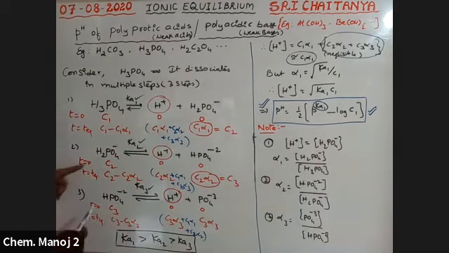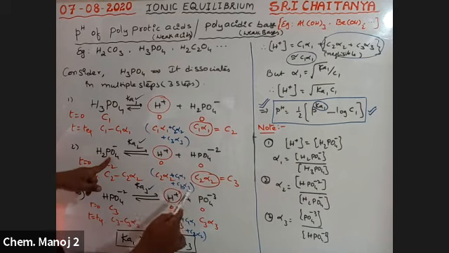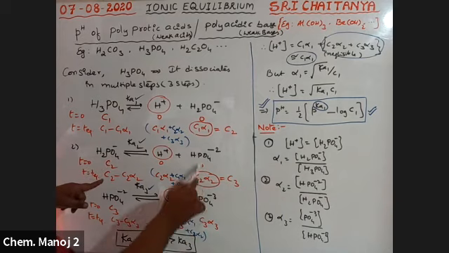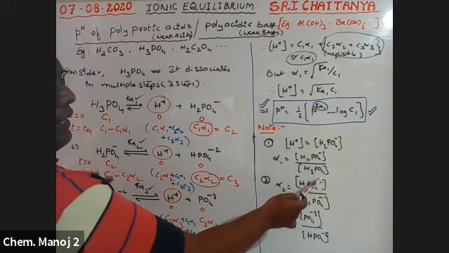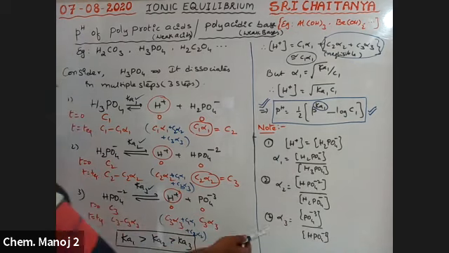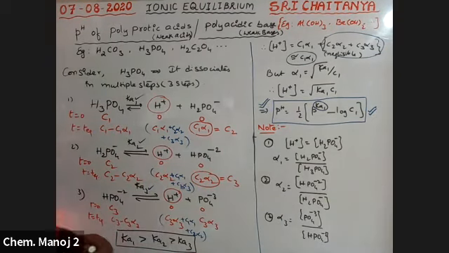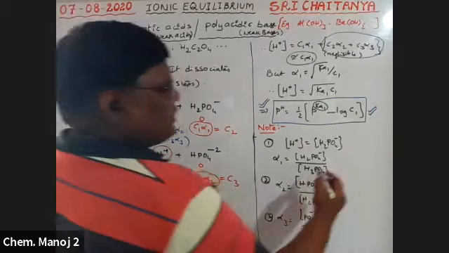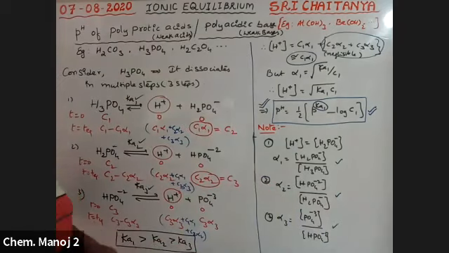Similarly, for the second case, H2PO4 minus, consider from here. Therefore, alpha is equal to C2 alpha 2, that is this concentration by the actually taken concentration. So alpha 2 is HPO4 2 minus by H2PO4 minus. Similarly, alpha 3 is PO4 3 minus by HPO4 2 minus. So this is the way to calculate the degree of dissociations of the first, second, and third steps.